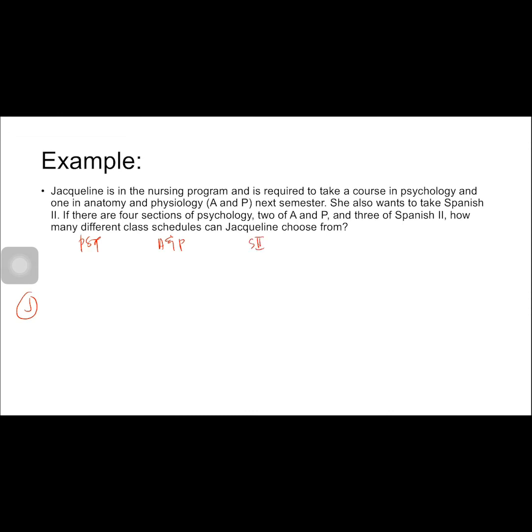Okay? So, we have there 4 sections of psychology. So, 1, 2, 3, 4. Okay. We have 2 sections of anatomy and physiology. 1, 2 for each. Okay. Next, we have 3 sections of Spanish 2. So, we have there 1, 2, 3 for each. Okay.